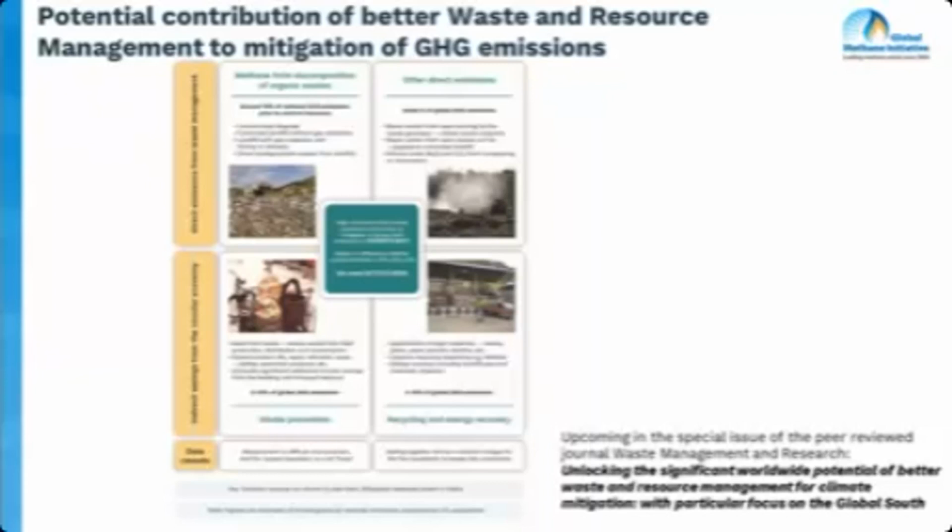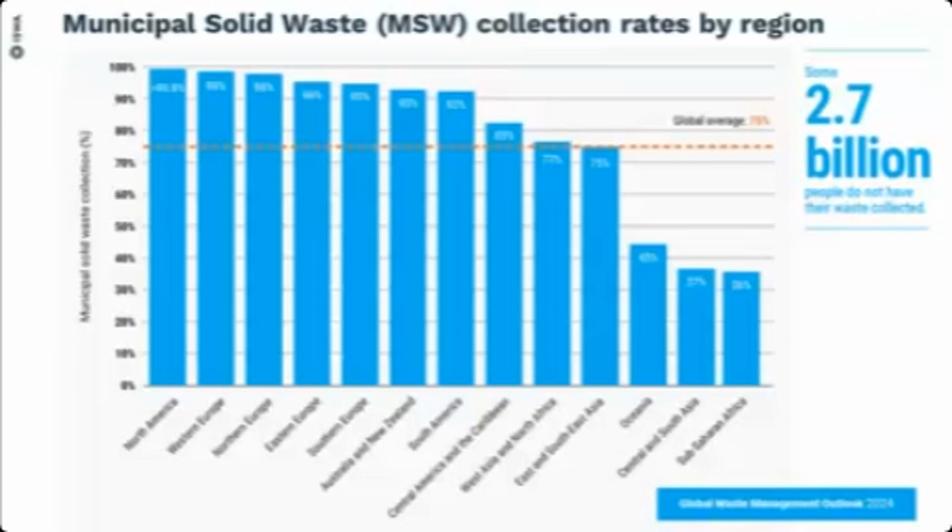So quickly moving on, we recently released a report called the Global Waste Management Outlook 2024. In that report, we estimated that approximately 2.7 billion people in the world do not have their waste being collected. If you look on the left side of the graph, you see North America, Western Europe, Northern Europe. They are closer to 99 to 100% of waste collection. And if you go all the way to the right, Southeast Asia, Sub-Saharan Africa, we're only close to less than 40% of waste collection, bringing the world average to 75%.